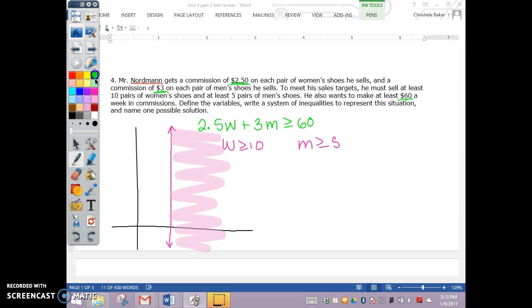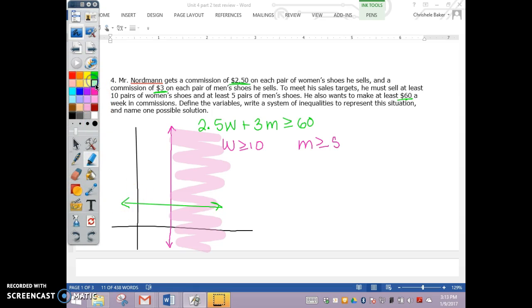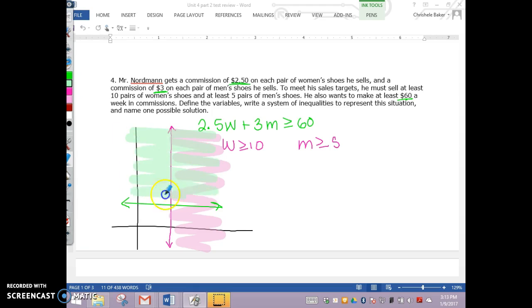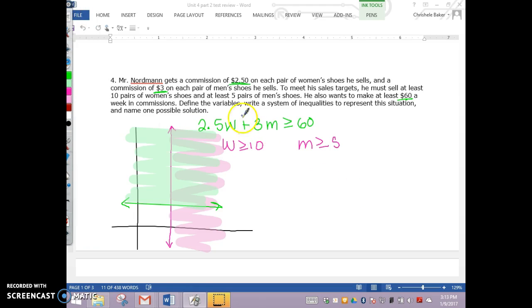I have to be bigger than 5. Then I'm going to put this one into slope-intercept form. So, I should have really done it in x's and y's, I guess, so we know which one we're getting alone. So we have 3y is greater than or equal to negative 2.5x plus 60.